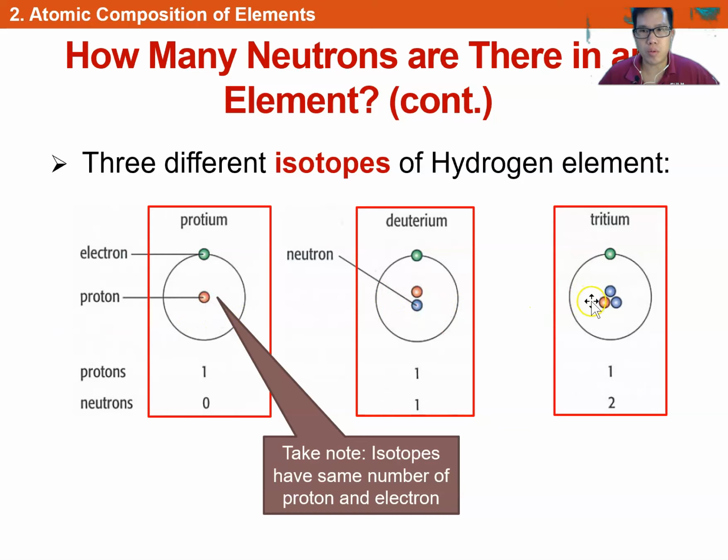See, one proton, and they have one electron as well. But they have a different number of neutrons. Like in here, there's no neutron. Here is 1. Here got 2. Okay, so all these are what we call the isotopes.